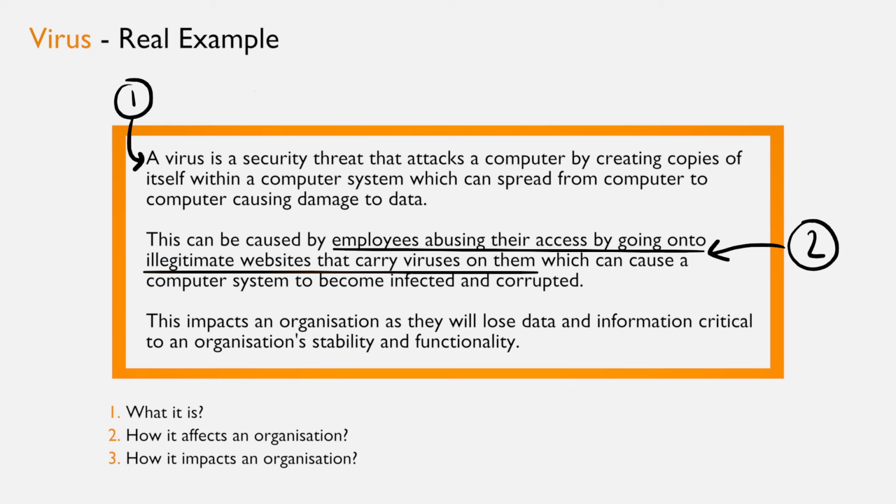Finally, the student talked about how the virus impacted the organization by talking about how they lost data and information critical to the organization. Also, don't use this example in your assignment word for word, as you will likely get flagged for plagiarism, which could affect your grade significantly.